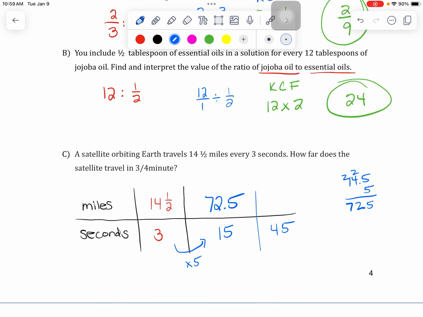And then to get from 15 to 45, I know I need to multiply by 3. So then I'm going to do 72.5 times 3. Which is 15, 7, 21, move my decimal, so 217.5.